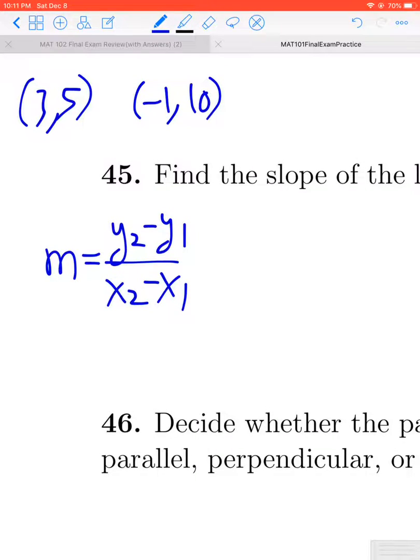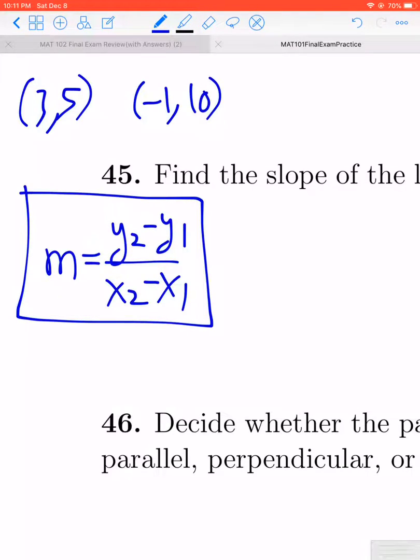Let's take a look at number 45. They ask us to find the slope of the line that passes through the point (3, 5) and (-1, 10). One of the formulas you will have to memorize for the final exam is the slope between 2 points. That slope formula is m equals y2 minus y1 divided by x2 minus x1.